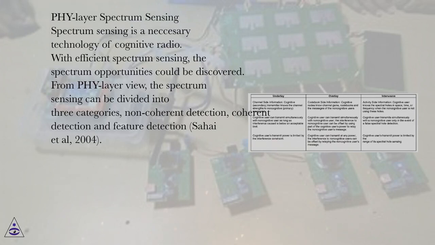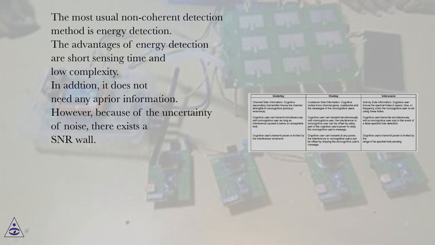PHY-layer spectrum sensing. Spectrum sensing is a necessary technology of cognitive radio. With efficient spectrum sensing, the spectrum opportunities could be discovered. From PHY-layer view, the spectrum sensing can be divided into three categories: non-coherent detection, coherent detection and feature detection, Sahai et al., 2004. The most usual non-coherent detection method is energy detection.